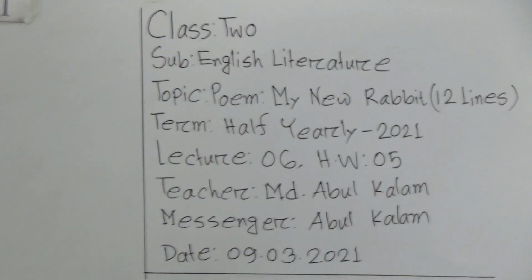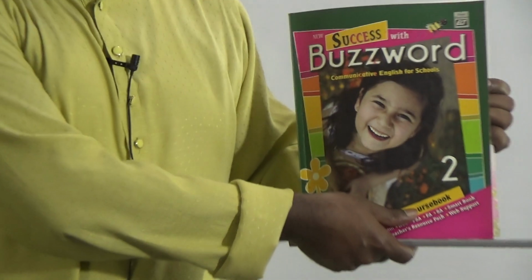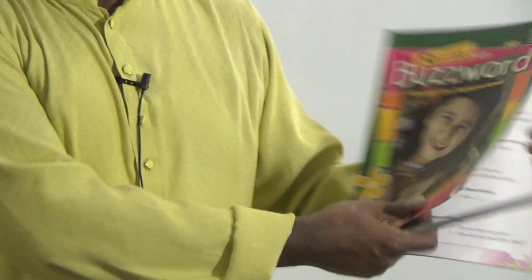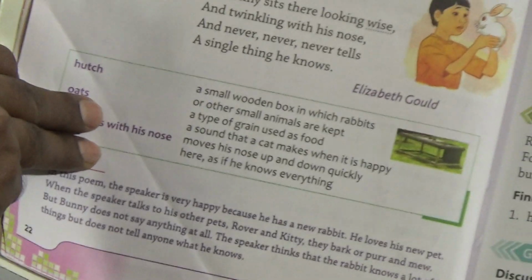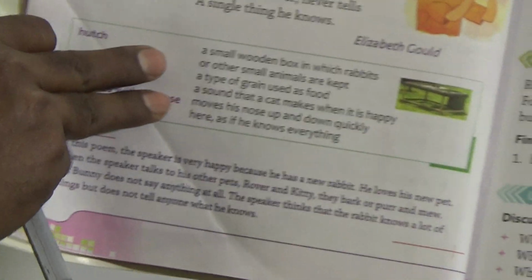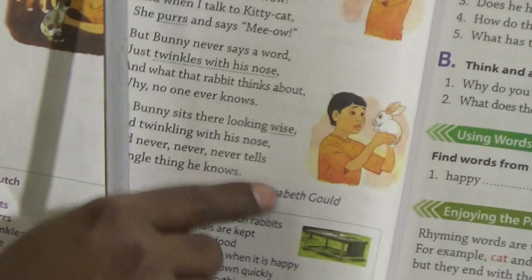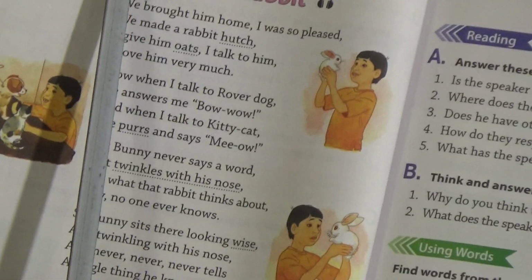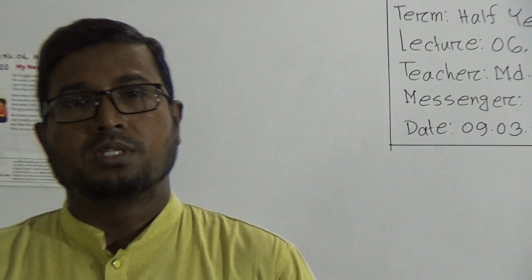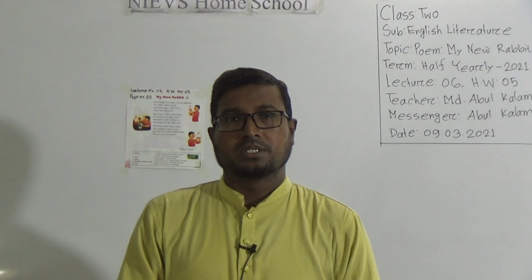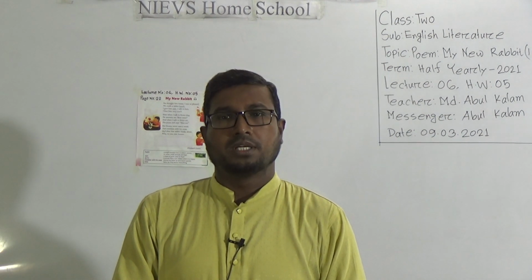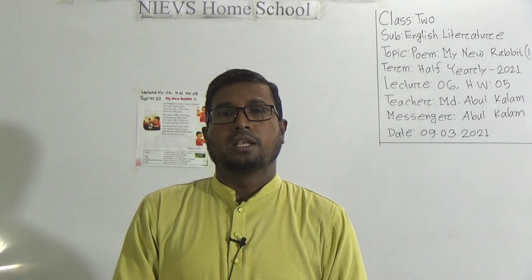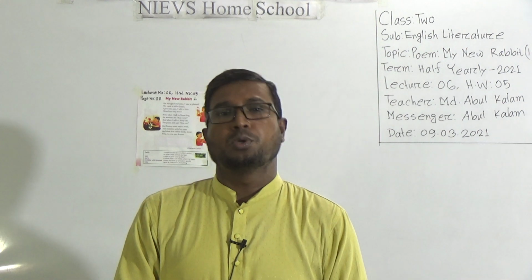My dear students of class 2, if you open your new Success with Buzzword book at page number 22, you will get the poem My New Rabbit. It is written by a poet named Elizabeth Gould. Look at the end of the poem, the poet's name is written. Dear students, in this poem there are 4 stanzas, but we shall learn and memorize only 3 stanzas, that means 12 lines.